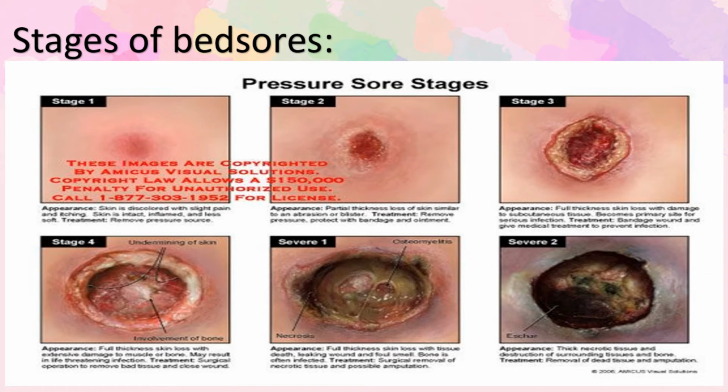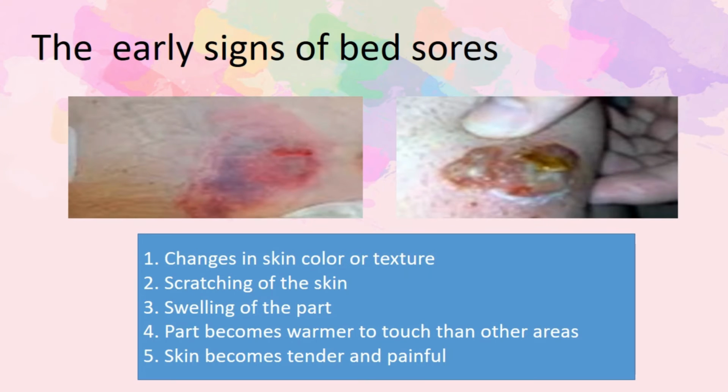In the second severe stage, the tissue will be necrotic and destroyed. In this stage, it is really very difficult for the patient to recover, and the patient needs debridement to remove the necrotic tissue to reproduce new tissue. So what are the early signs of bedsore?